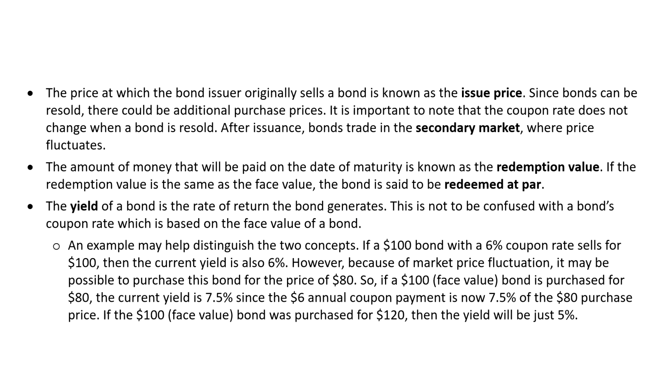I repeat a few of the concepts on this slide that I mentioned on the previous slide. Hopefully that'll help things sink in a bit. The price at which the bond issuer originally sells the bonds is known as the issue price. Since bonds can be resold, there could be additional purchase prices, as we saw in the example I mentioned.